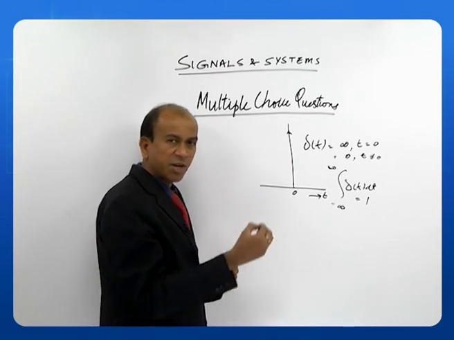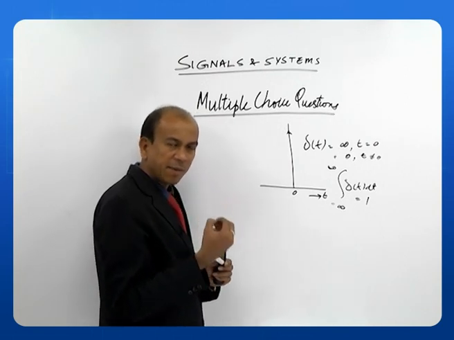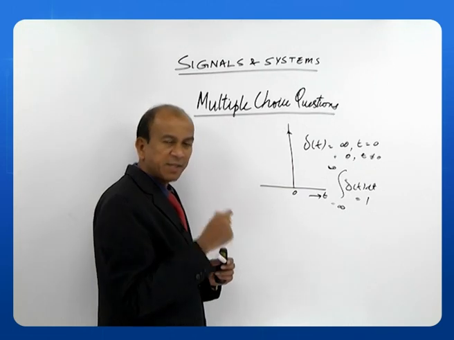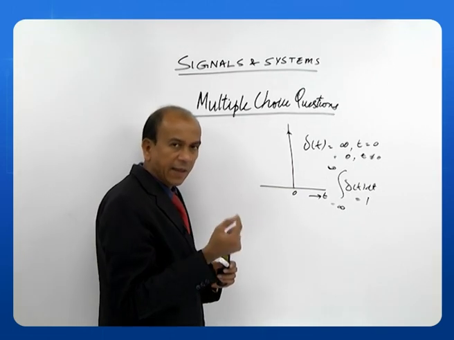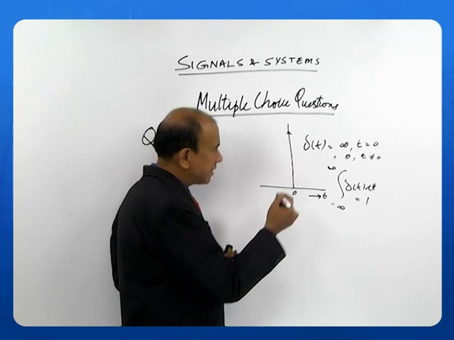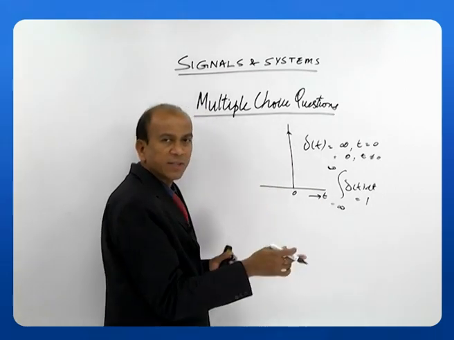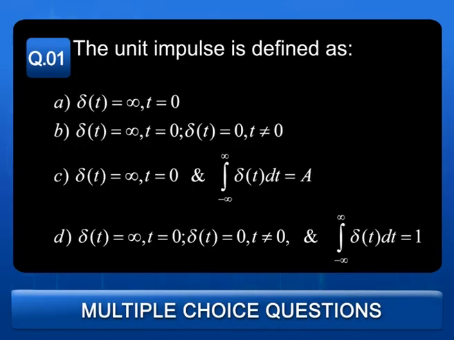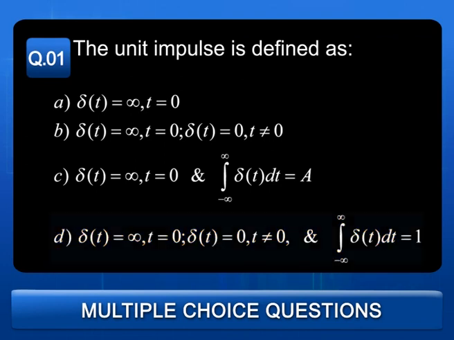If you look at choice C, it is almost the same, except that it says the area is A. That would have been true if this is A delta of t. So that is not the true answer. So the answer for us is D. So this comprehensively defines everything.